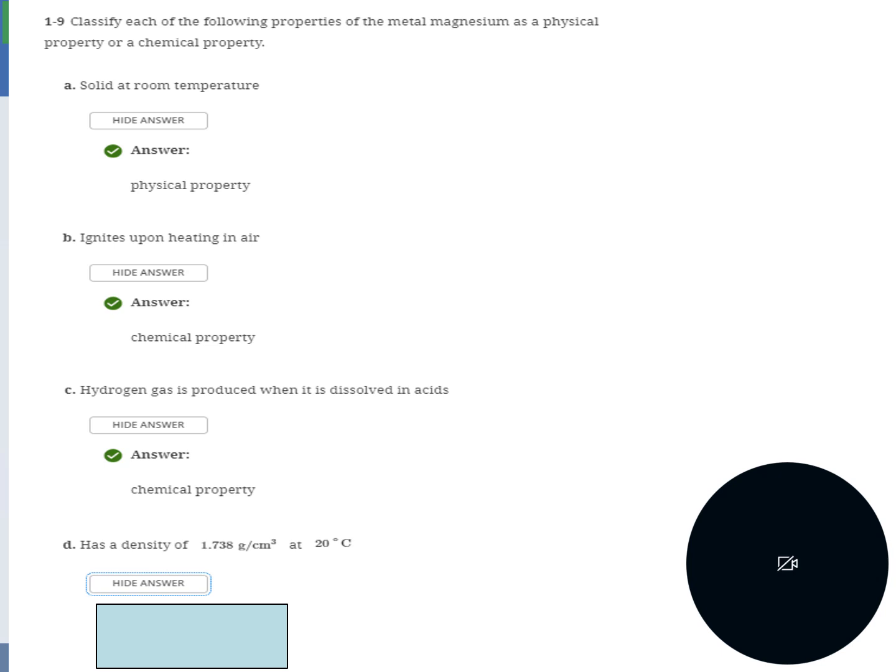Part C, hydrogen gas is produced when it's dissolved in acid. We're getting something new here. That would be an example of a chemical property. And part D, magnesium has a density of 1.738 grams per centimeter cubed at 20 degrees Celsius. That is an example of a physical property. Hopefully you got all those right.